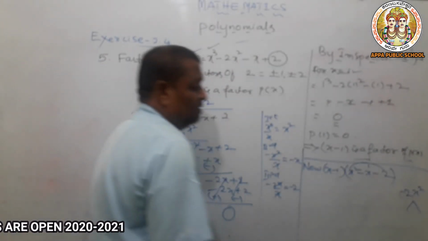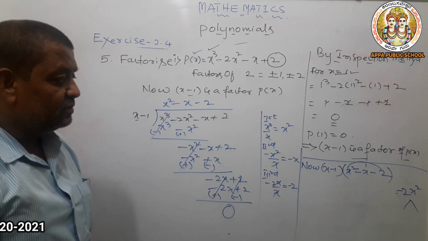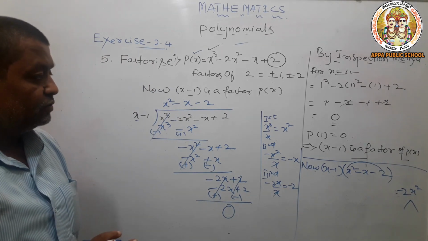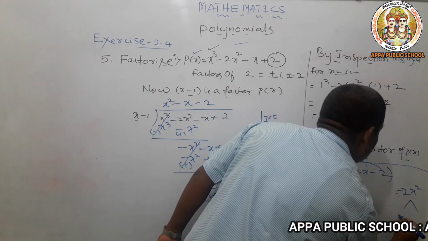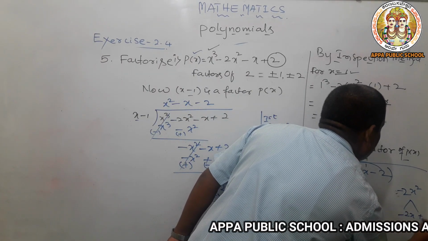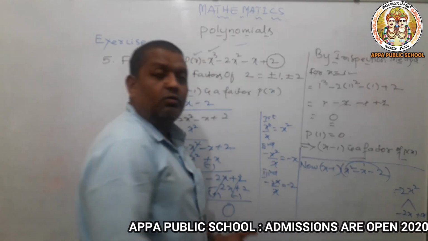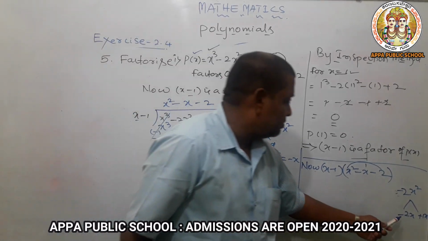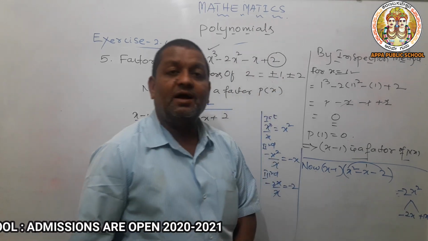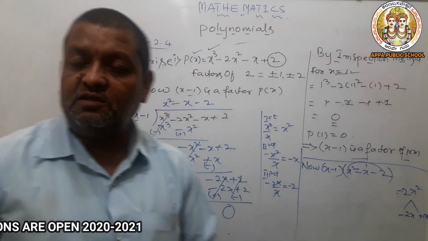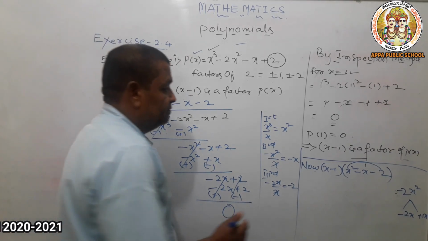Split it in such a way that the product comes minus 2x square, and the sum comes minus x. Definitely it is minus 2x plus 1x. If you take minus 2x plus 1x, you observe minus into plus, and our middle term minus x will come in, definitely. So this is the procedure of splitting the middle term.